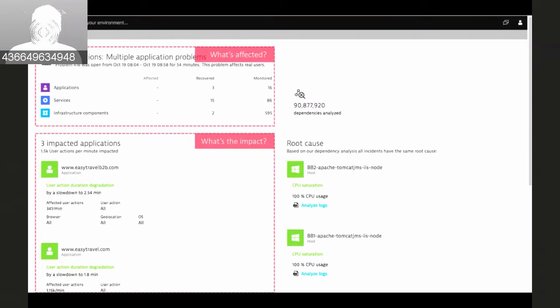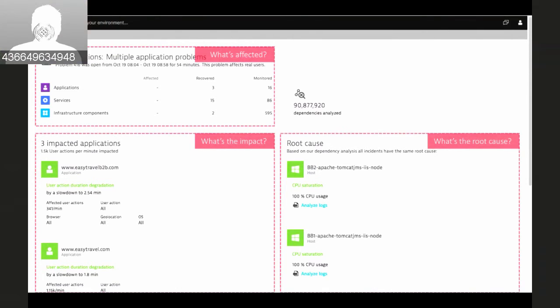So we already know that three applications have been impacted. And in total, around 1,500 user actions have been impacted per minute. So this has been a user-visible problem, right? We also see, if we look further down, that one of the applications had a slowdown to 2.5 minutes as a median value. And we also see that all browsers, all user actions have been affected on all operating systems across all geolocations. Now, the nice thing about this view is if the problem had only existed in an area around Boston or in an area around Vancouver, we would have told you so here, right?